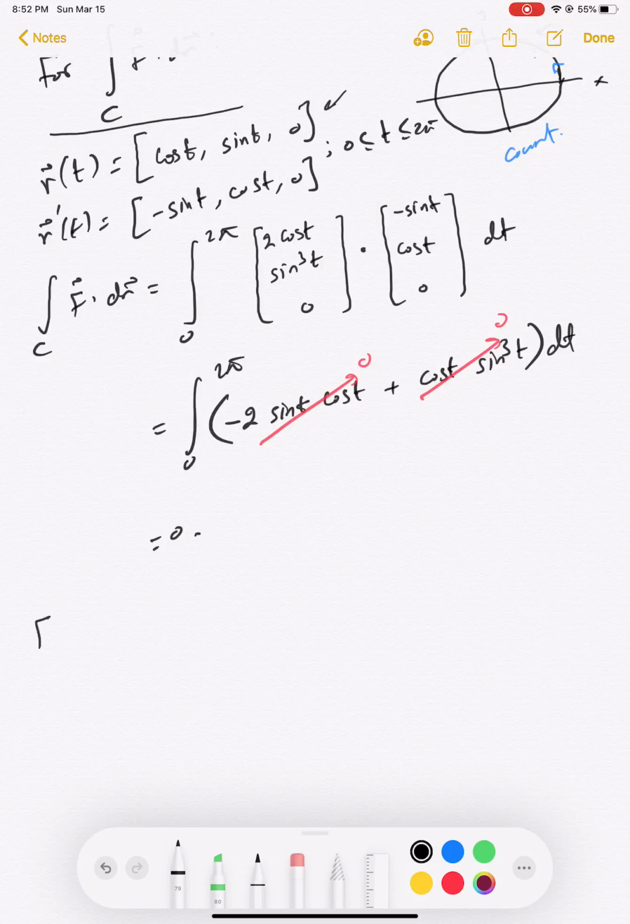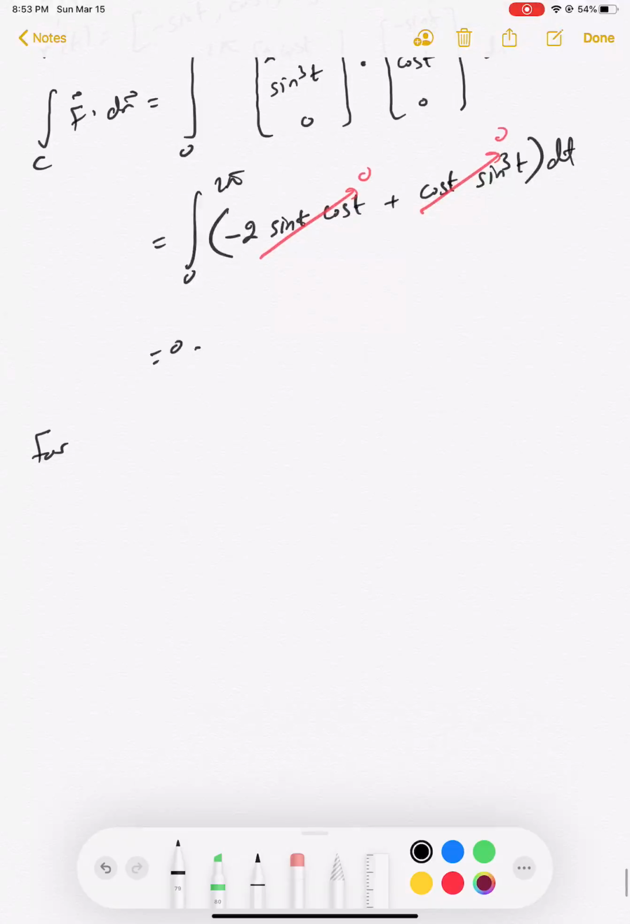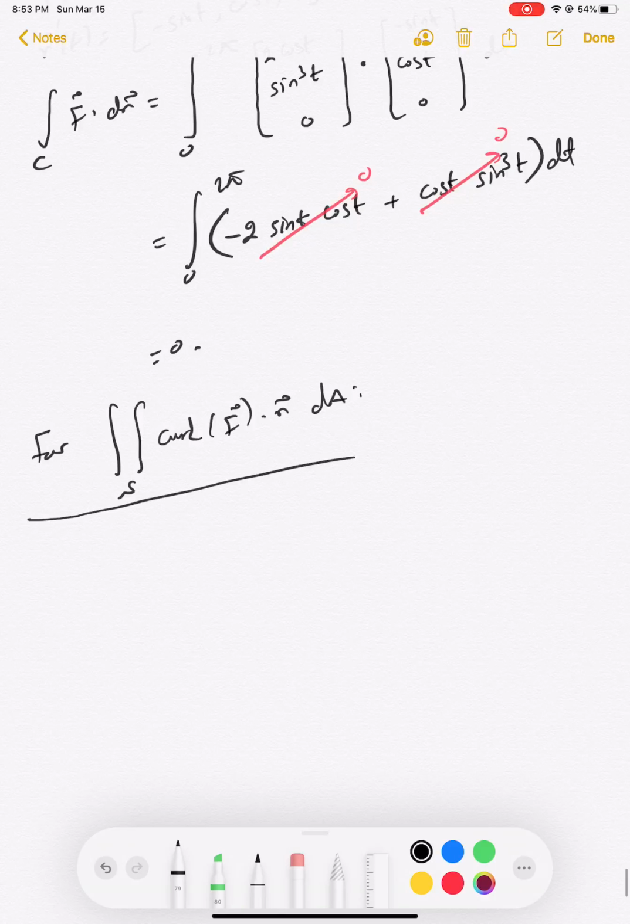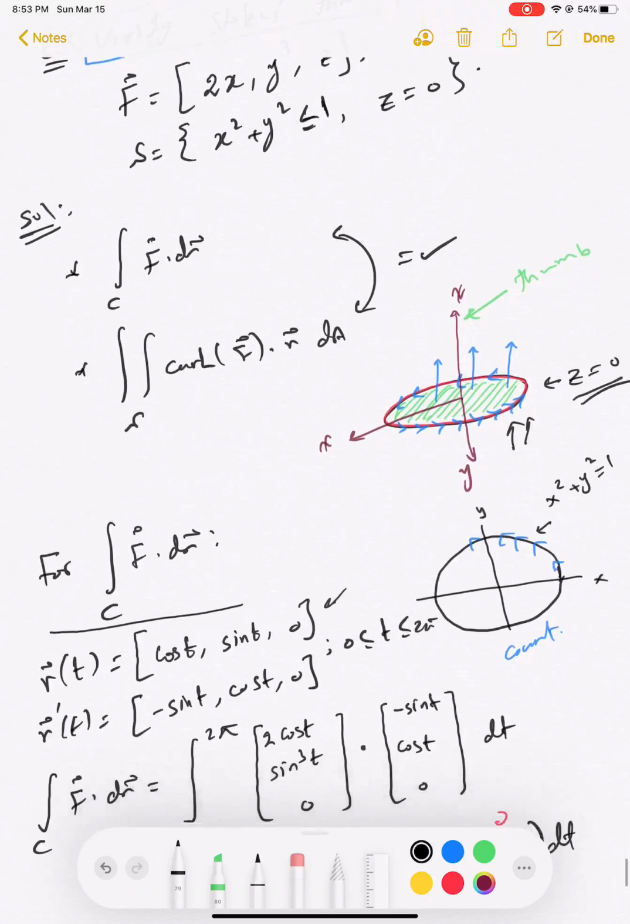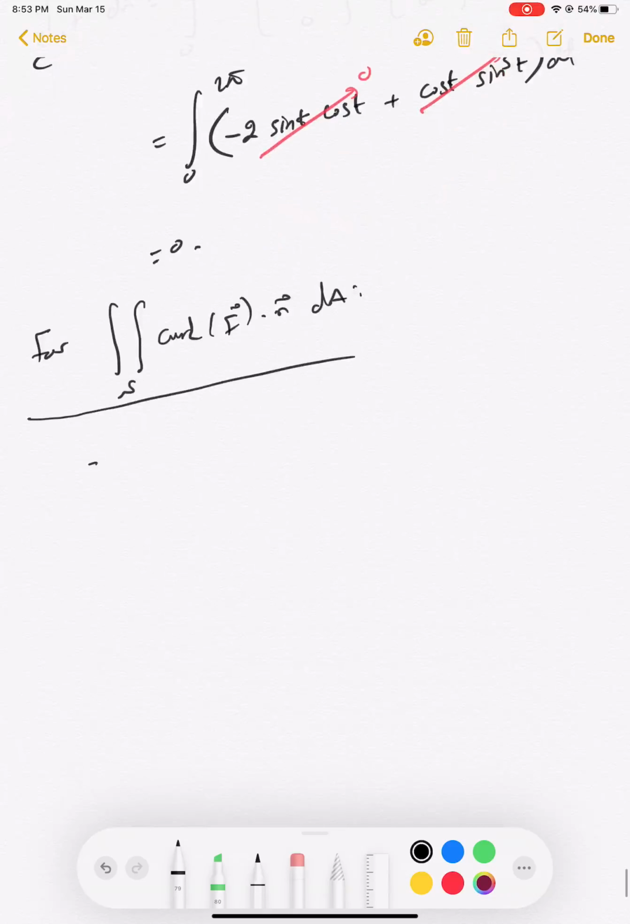Now remember the question was about verifying Stokes theorem. So I want to show that the surface integral of the curl is really equal to that thing. So now you go to the curl of your function. So this is your function. So what is f? Remember, f is 2x, y cube, z. You ask about the curl of f.